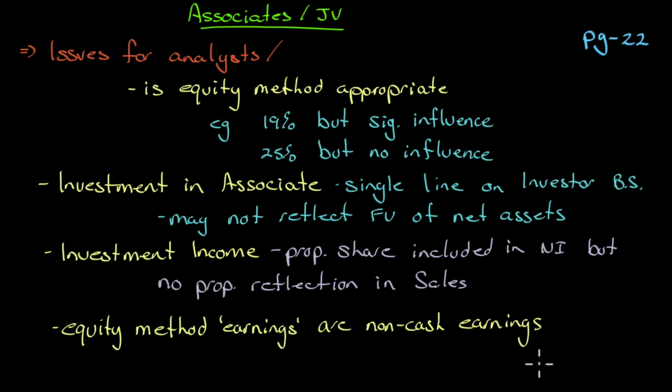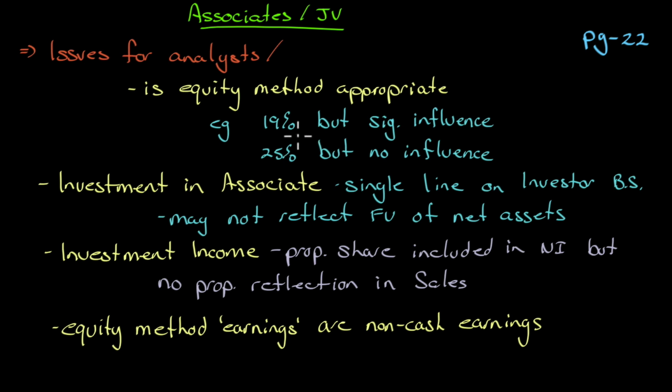Number one, is the equity method appropriate? And this deals with the issue of influence. So you could have a situation where a company owns 19% of another company but has significant influence, but is not using the equity method when perhaps they should. You might have another situation where a company owns 25% of another company but has no influence whatsoever and is using the equity method and probably shouldn't.